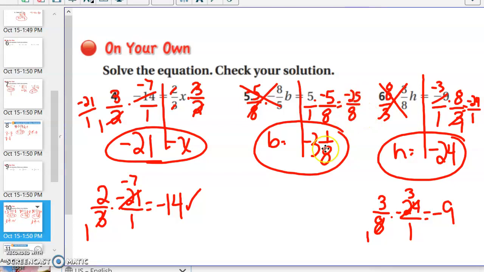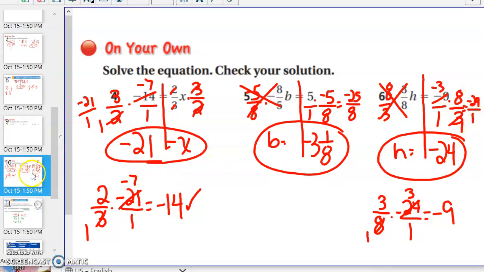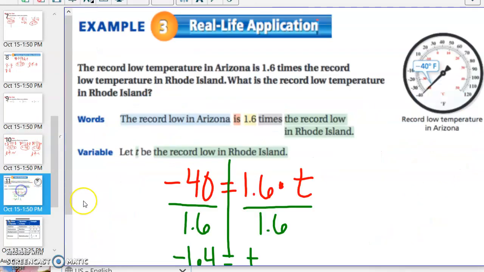I can take 8 out of 25 3 times, that leaves me with 1 left over, so it would be -3 1/8. And the last one I times by 8/3 because that's the reciprocal. I can cross cancel the -9 and the 3. That leaves me with -24 over 1, so my answer would be -24.